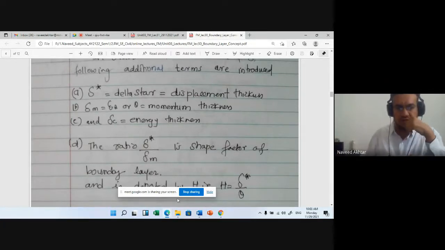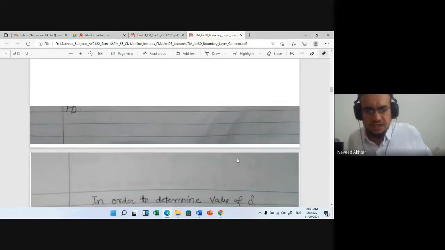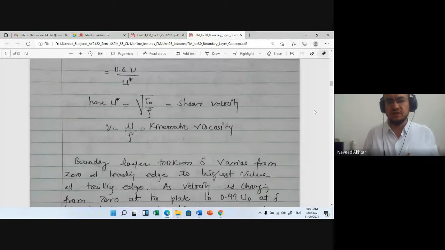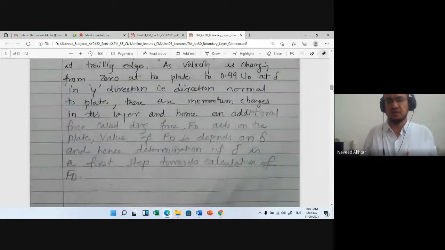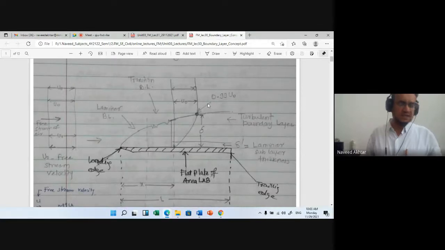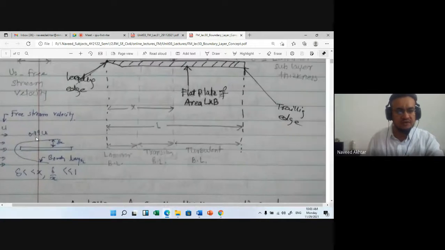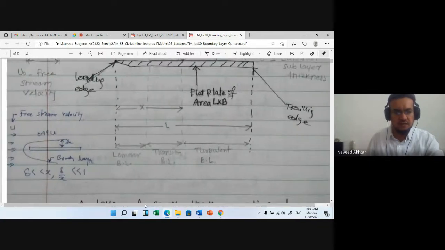In the previous lecture, we have seen the boundary layer concept. Boundary layer theory fills the gap between the Navier-Stokes equation and Euler's equation. So what is the boundary layer?